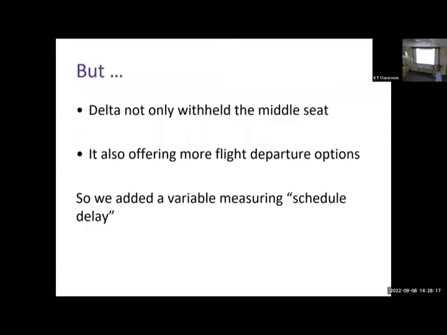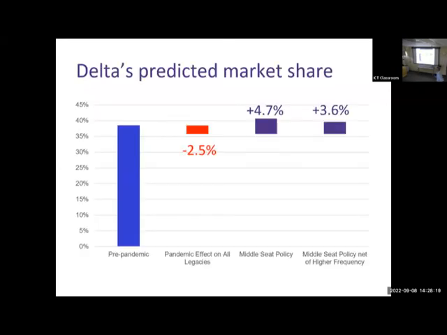And when we introduced that, we found that the middle seat policy, when we took off the schedule delay, we pulled it down by about one point something percentage points. This middle seat policy boosted Delta's market share by about 3.5 percentage points. Okay. Remember, that's against the headwind of 2.5 percentage points down simply because they're a legacy airline. So the net effect here was that they probably gained just over 1 percentage point of market share.